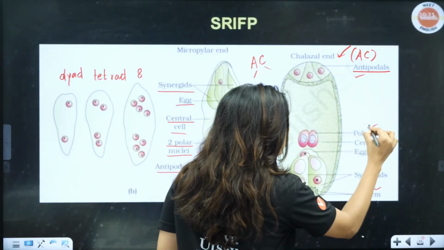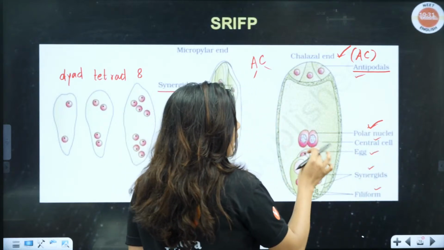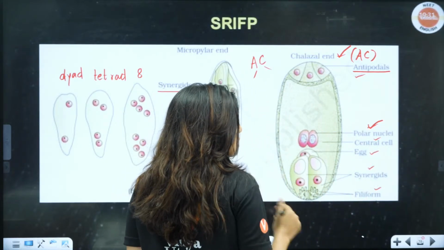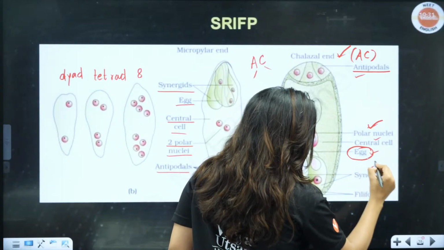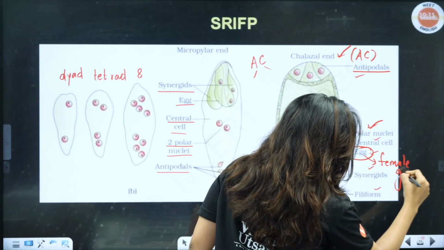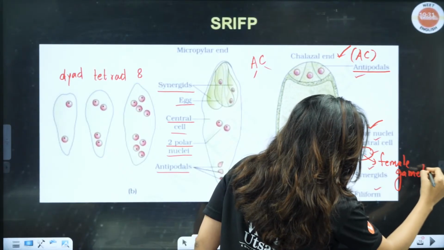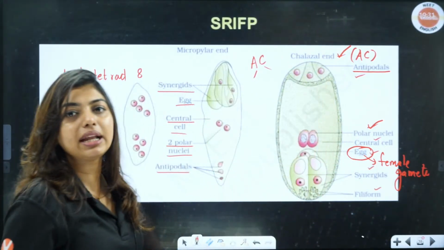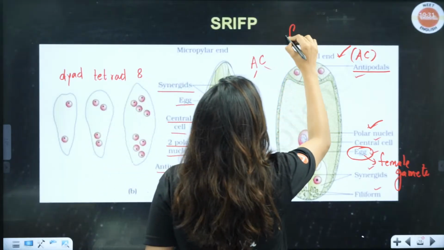In the center, you will have your polar nuclei, and this portion is called the central cell, and here you have the egg. So what is the egg? The female gamete is the egg. This entire thing is the female gametophyte.